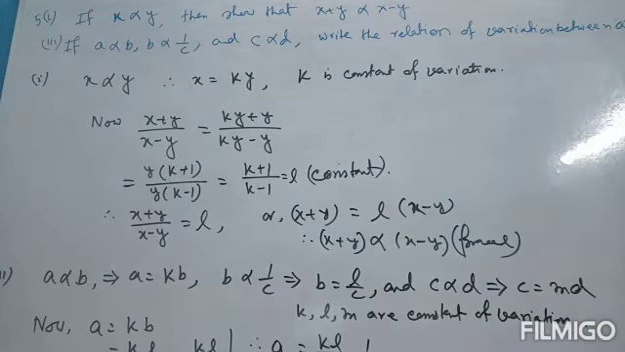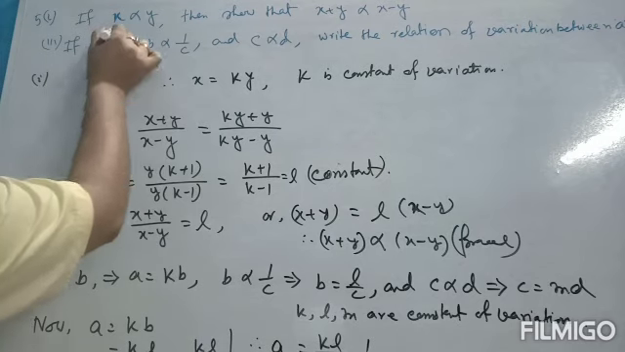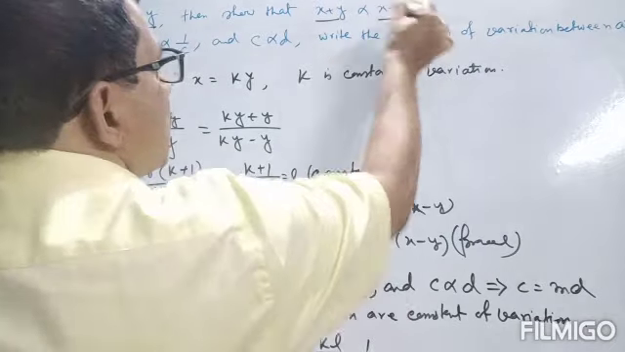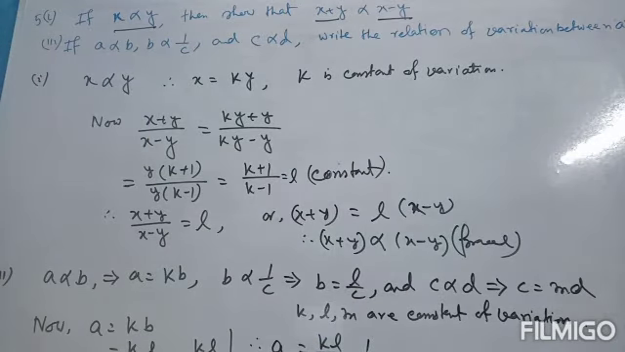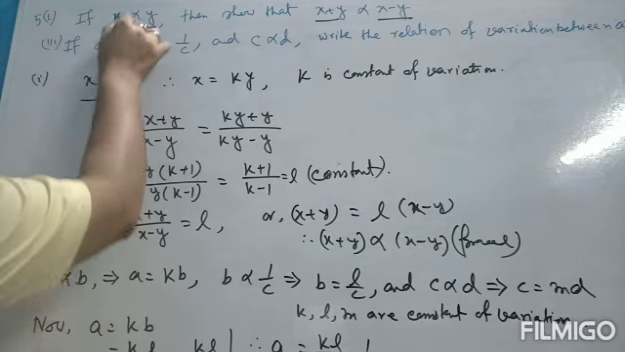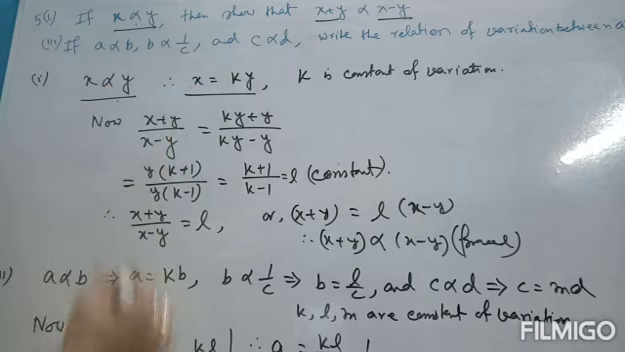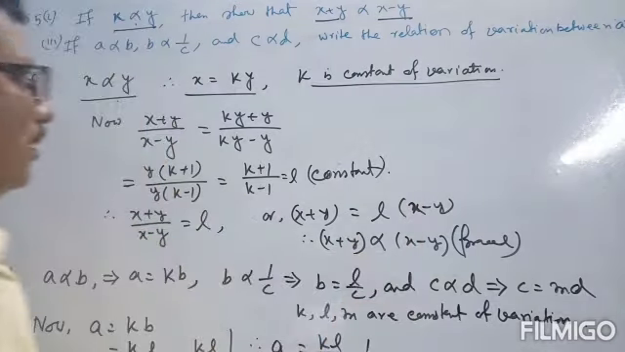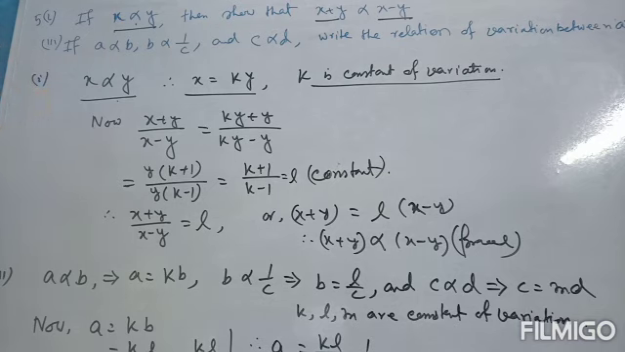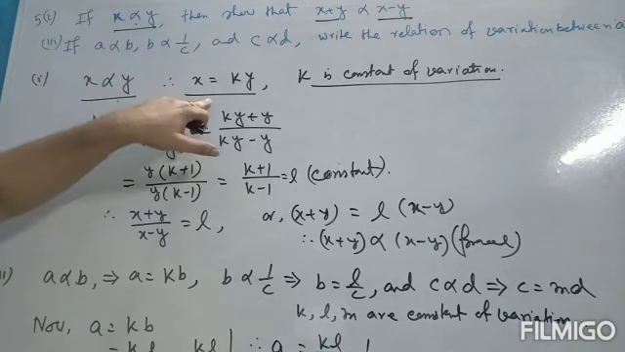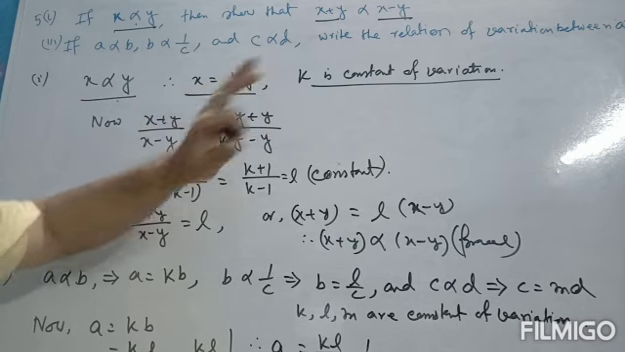Next, 5.1. If X varies as Y, then show that X plus Y varies as X minus Y. I repeat once again. If X varies as Y, then show that X plus Y varies as X minus Y. First, the third question. X varies as Y given, then we can write X is equal to K into Y, where K is the constant of variation.